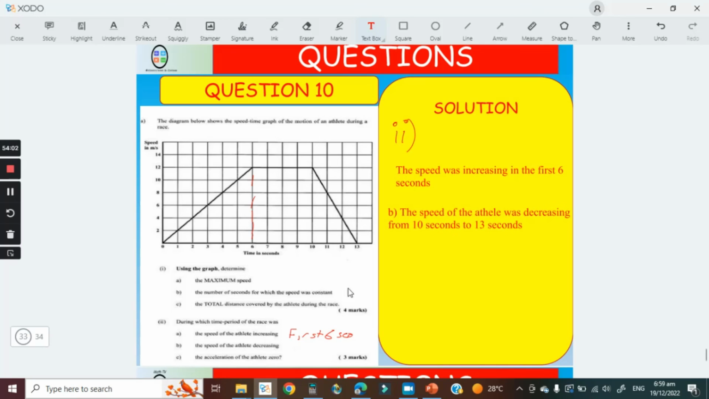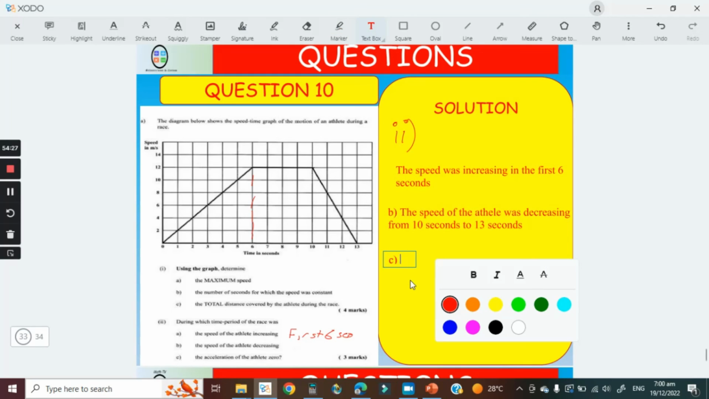And then now finally it asks, when was the acceleration 0? Acceleration is the gradient of the speed time graph. Now when was the acceleration 0? Like you're just not going any faster, your speed is flat. So the speed is flat from 6 seconds to 10 seconds, right? So that is when the acceleration was 0. So we can tell them for part C, from 6 seconds to 10 seconds, the athlete's speed was maxed out and thus the acceleration was 0.